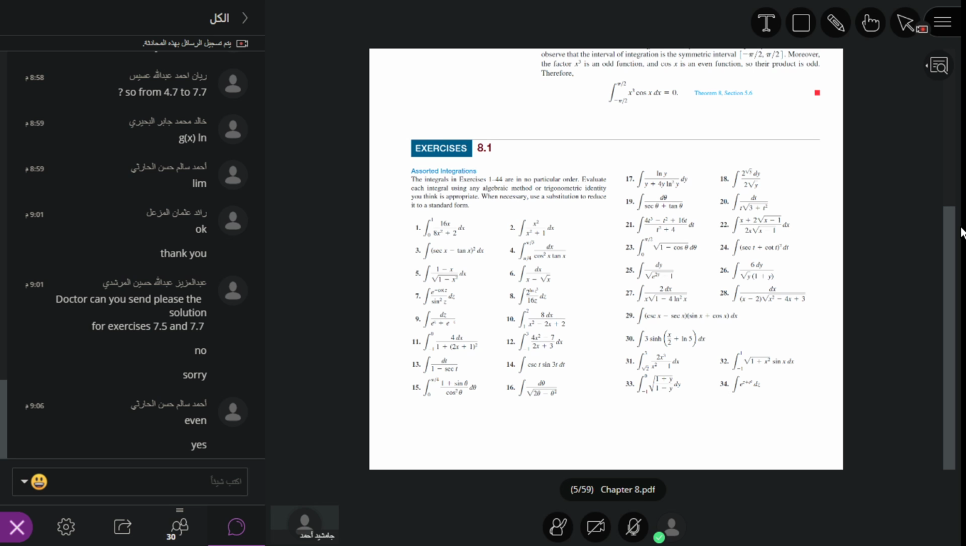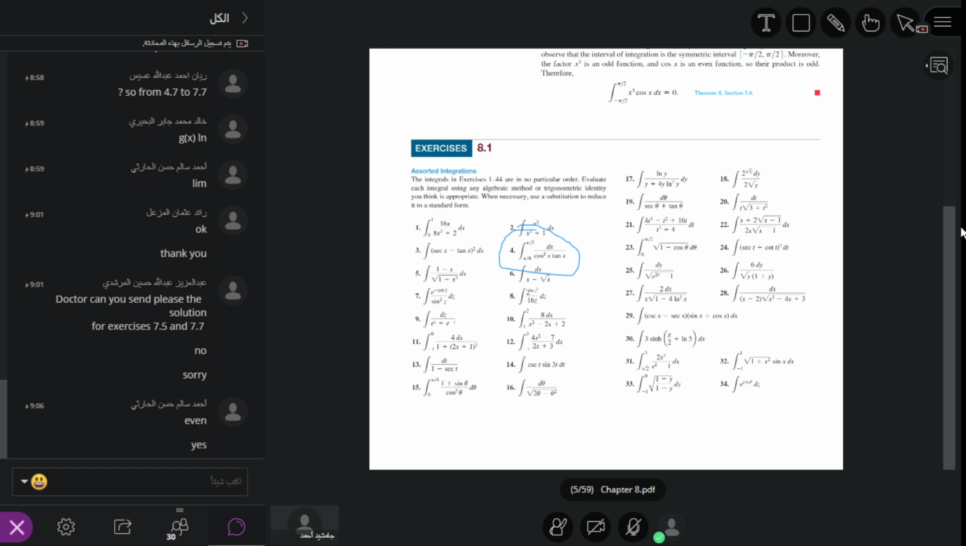After that, we solve question number 4, which is given in our syllabus. It is the definite integral from pi by 4 to pi by 3. Here, how can we solve this?